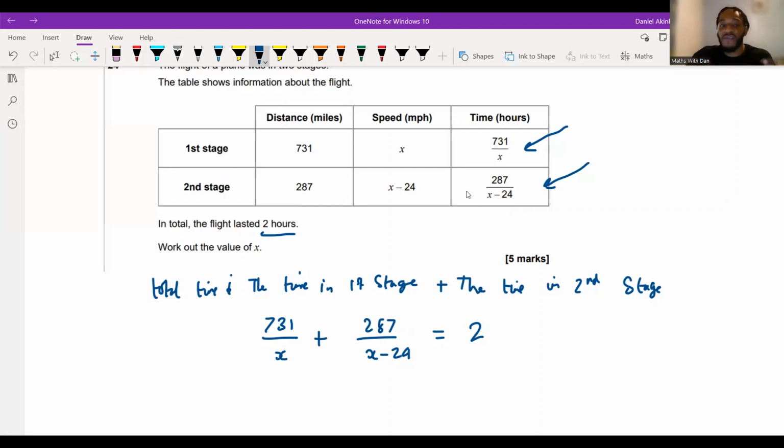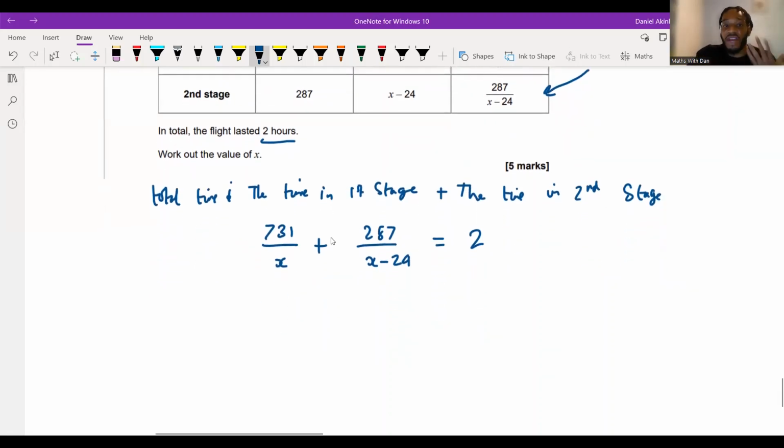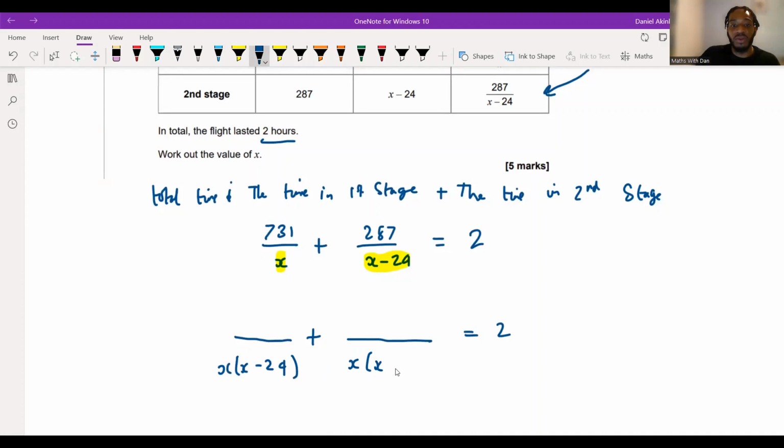And then now we need to find out the value of x. So what we do in a case like this, we have an algebraic fraction, and we need to solve it. We need to find the common denominator and multiply it through. I'm going to write equals 2 here. We've got an x here and an x minus 24. So the denominator we're going to use will just be the product of these two. So I'm going to write an x here and then an x minus 24, and the same thing here, x and an x minus 24.